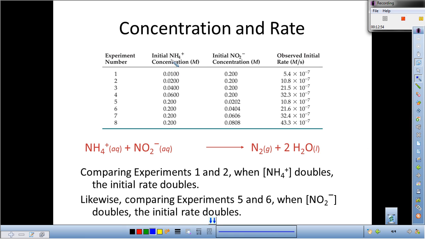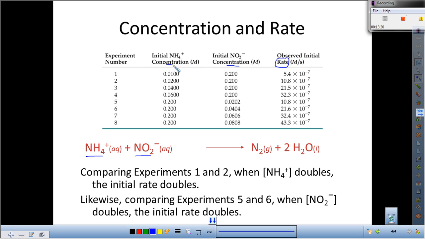So here is our sample problem. They're giving us several experiments. We've got 8 experiments here, and they're giving us the initial concentrations of our first reactant, which is ammonium, and our initial concentration of our second reactant, which is the nitrite ion. And then finally over here they're giving us rates. So this is rate, and these are concentrations.